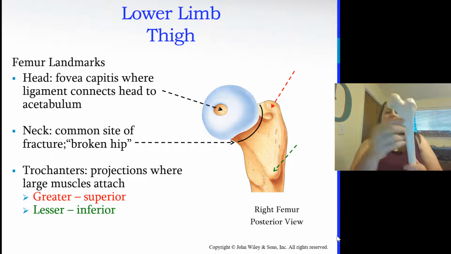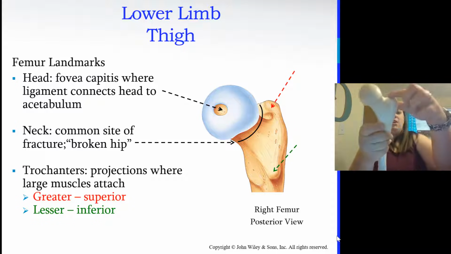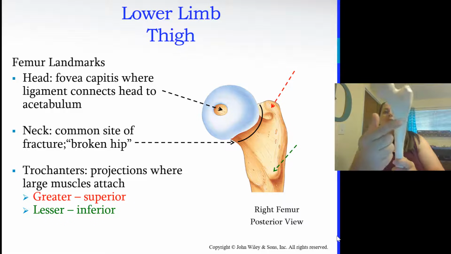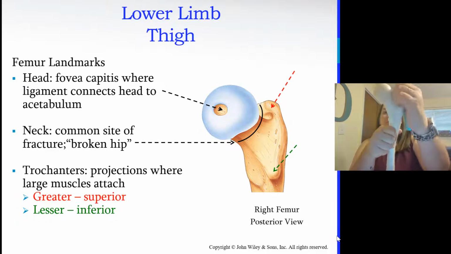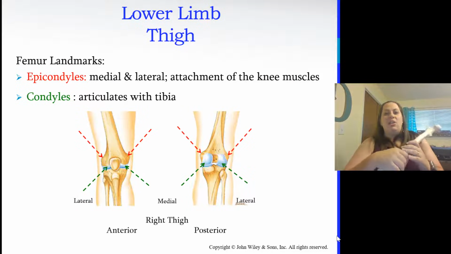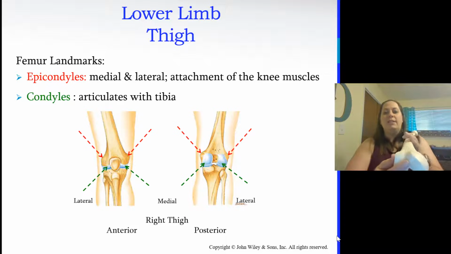We also see on the posterior back side of the femur, you're going to see the trochanters, these large projections here, and these are going to be the greater, which is the top one, it's bigger, and the lesser, which is the inferior or smaller one. These are going to be for large muscle attachment areas on the femur. When we look at the lower part of the thigh, the distal end, you do have the epicondyles, and then you also have the condyles.